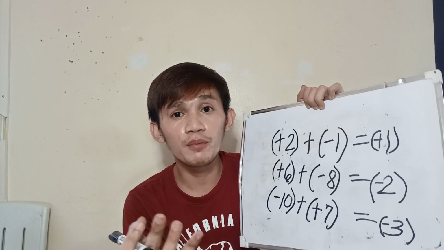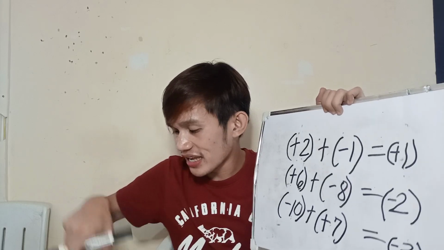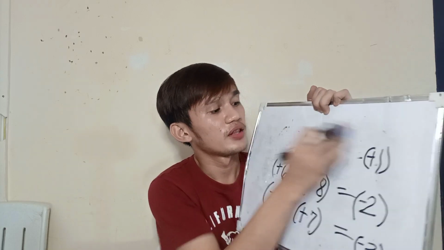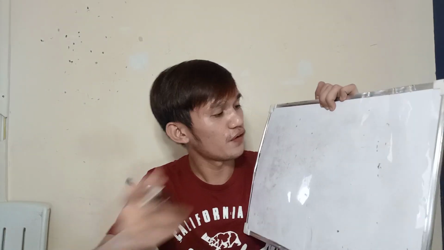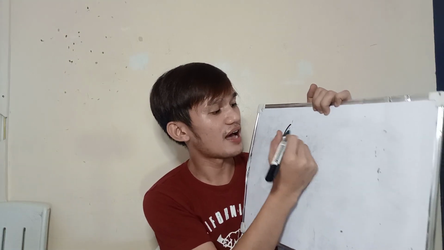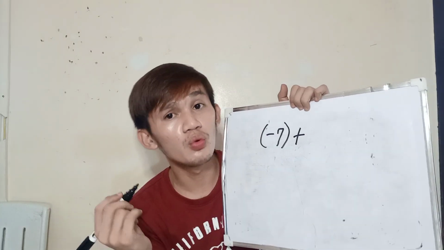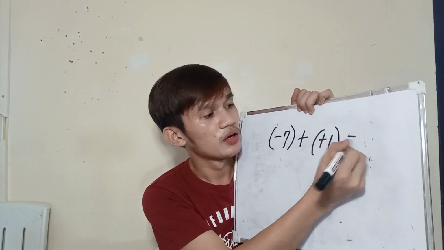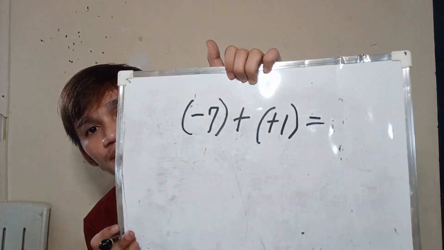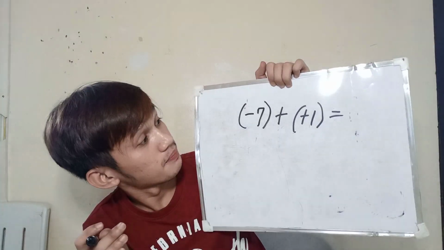It will really help you in order for you to add integers. So let us have another example. Different sign again. So for you to understand it further, let us have negative 7 added to, let's say, a positive 1. So what will be the answer?